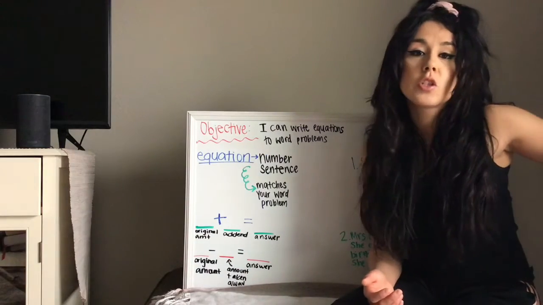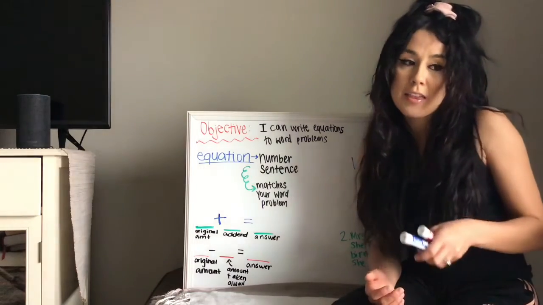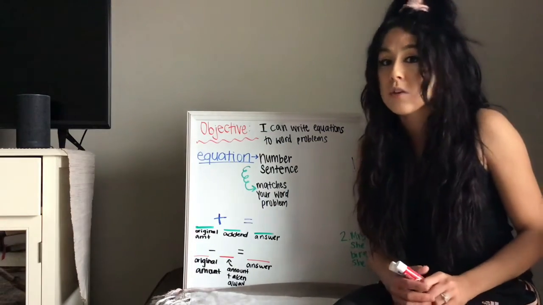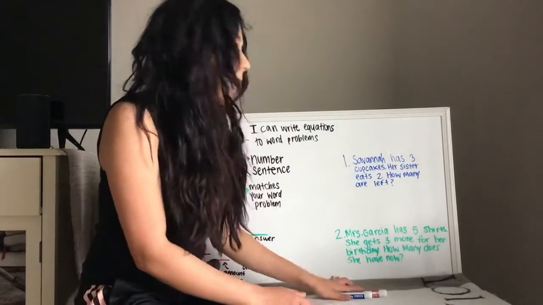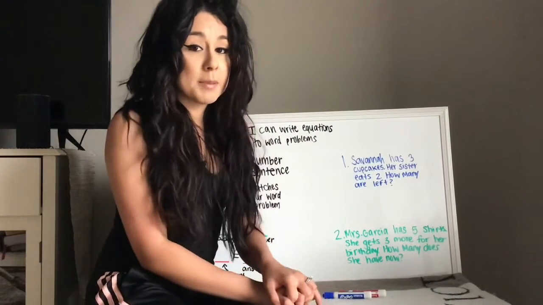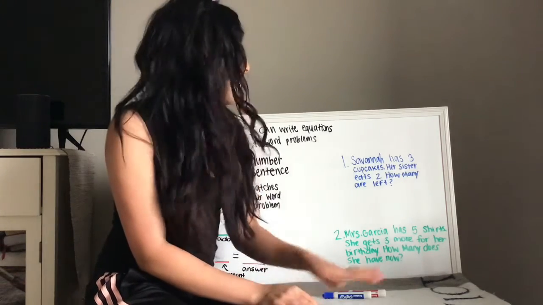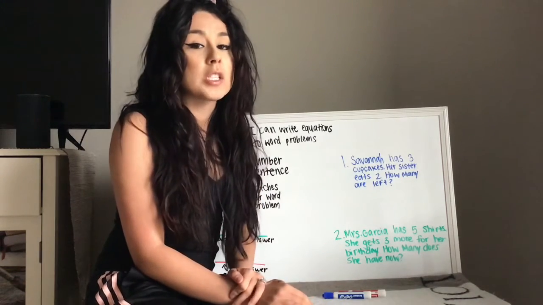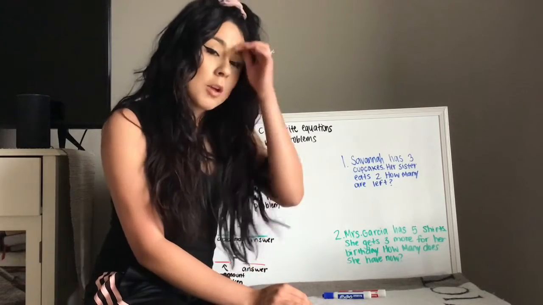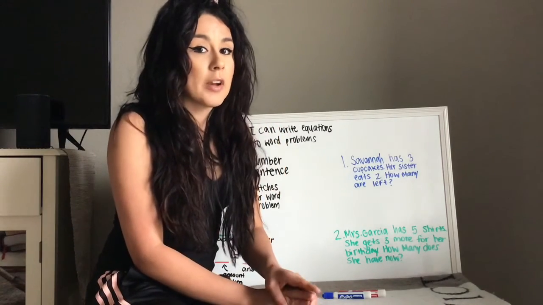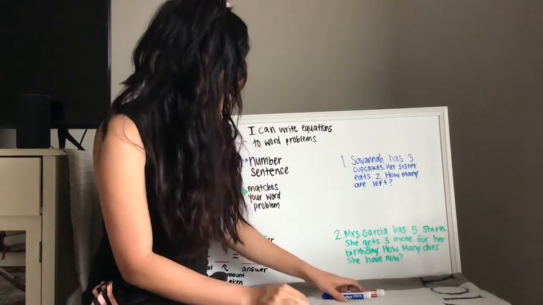So today we're going to do 2 practices together, and then you will do it on your own in your workbook, which is posted on Class Dojo. So again, we're going to follow the same steps for solving the word problem, but this time we're just going to write the equation. You can solve it if you want afterwards, but really the only skill focus this time is writing the number sentence, the equation.